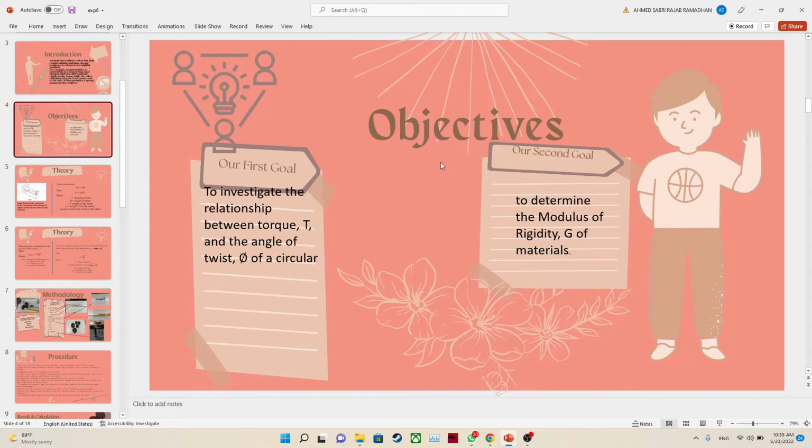For our objectives for this experiment, the first goal we want to achieve is to investigate the relationship between torque and the angle of twist. The second objective is to determine the modulus of rigidity of the materials.